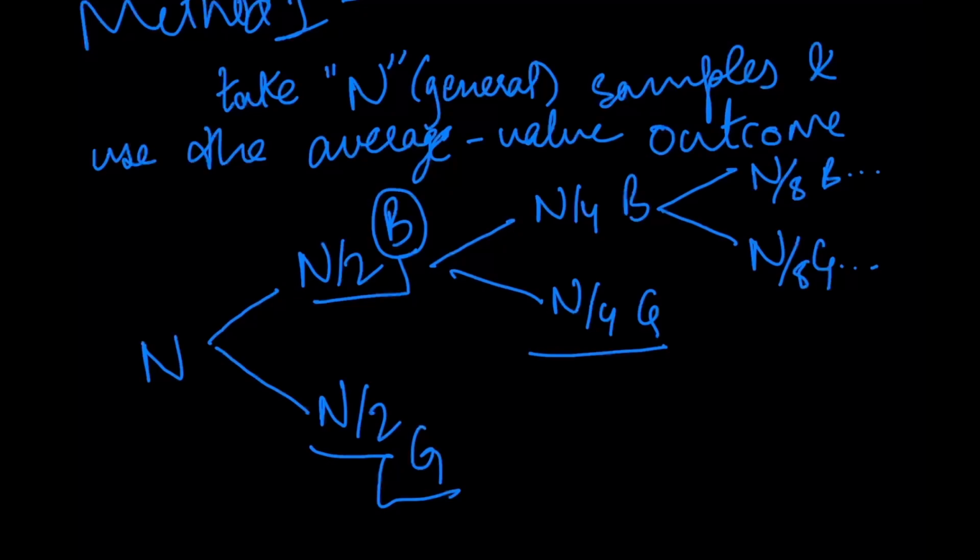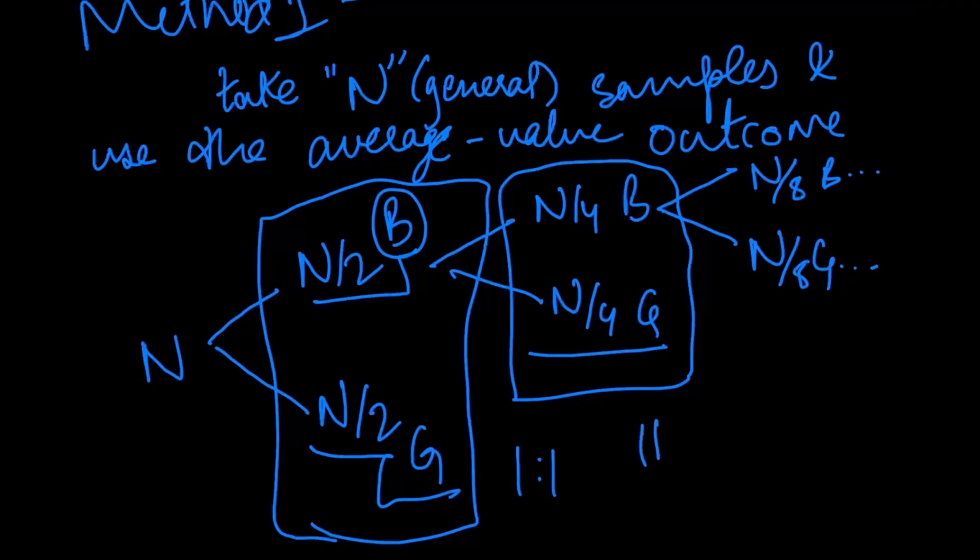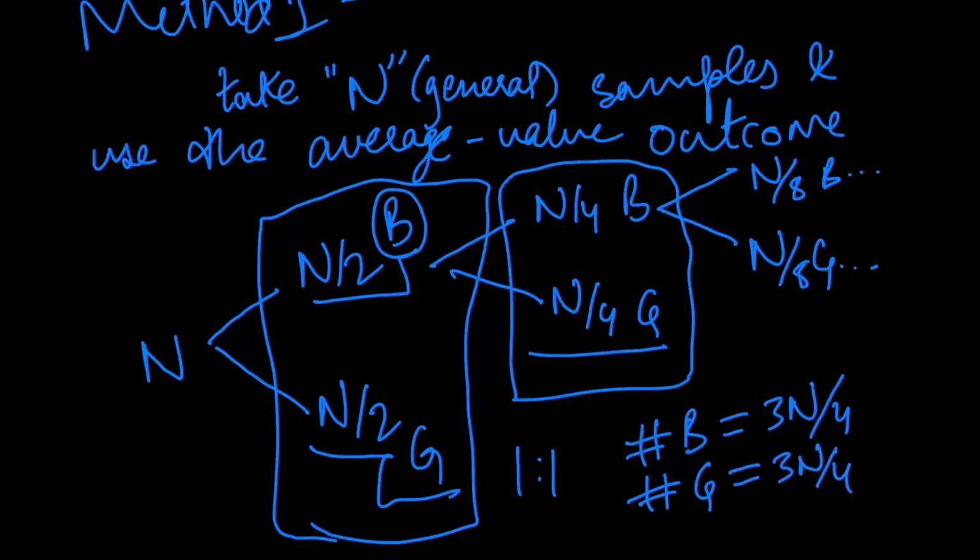One thing we notice is that during the first iteration, the number of boys and the number of girls are the same, so the ratio is 1:1. During the second iteration, the number of boys and girls added to the entire set are again the exact same. So now the number of boys is 3n/4, and the number of girls is also 3n/4. I'm talking about the total number of boys and girls on the island right now.